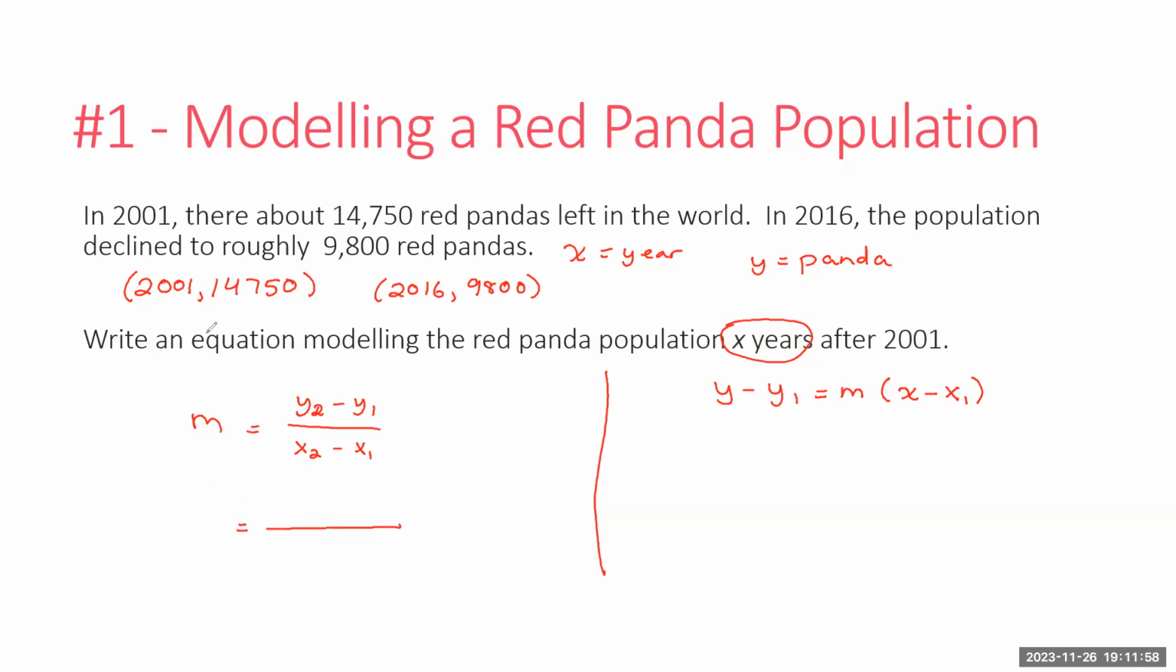So if I find the slope here, I have to pick out which ones are my X1, Y1, X2, Y2. Like I said, it doesn't matter which points are your ones and which ones are your twos. We just have to make a decision here. So my Y2 was the 9,800 and my Y1 is the 14,750. And then my X2 is going to be the year 2016, and my X1 is the year 2001.